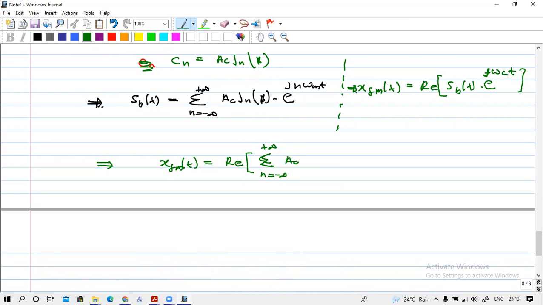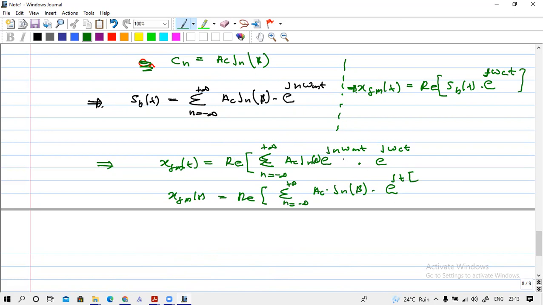Okay, A_C J_n(β) e^{jnω_m t}, and we have e^{jω_c t}. By further simplification, I can write this as the sum from minus infinity to plus infinity of A_C J_n(β) e^{j(ω_c + nω_m)t}, okay, like this.